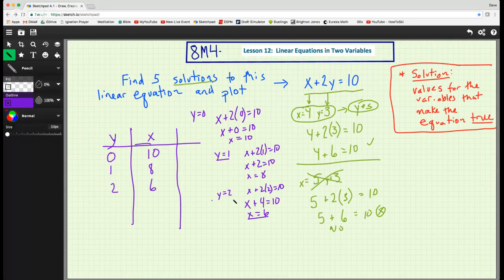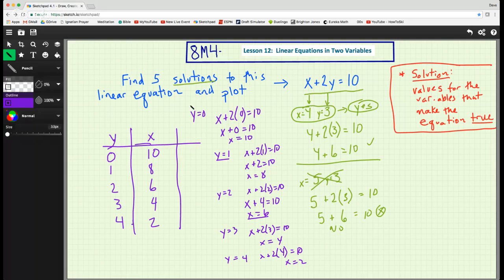So hopefully we're getting the hang of this. So now y equals 3, we get x plus 2 times 3 equals 10. And if you do the math, you get x equals 4. And now we're going to try y equals 4. If you try this one, x plus 2 times 4 equals 10, you get x equals 2. And so now what we have is 5 solutions.